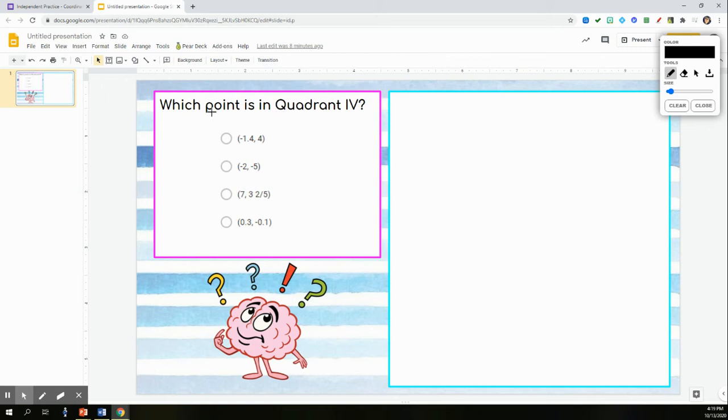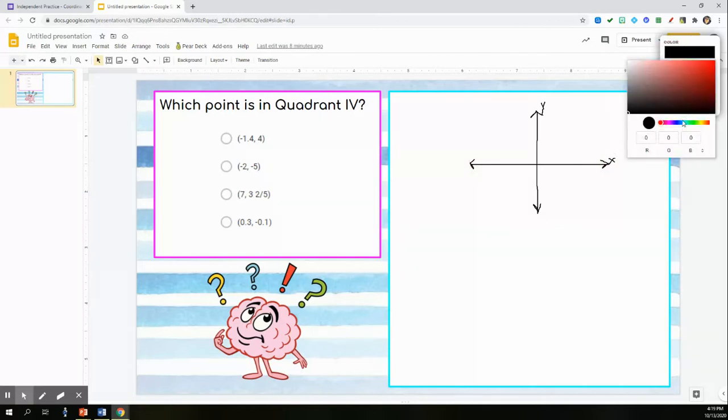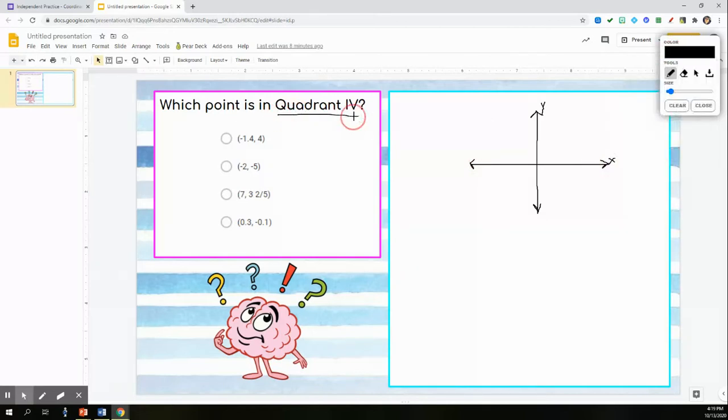Hi, this problem says which point is in quadrant 4. So to solve this, the first thing I need to do is think about my quadrant. So I'm going to draw a coordinate plane. I have my y-axis, which is vertical, and my x-axis, which is horizontal. My quadrants are the 4 different sections that my 2 axes create when they intersect.